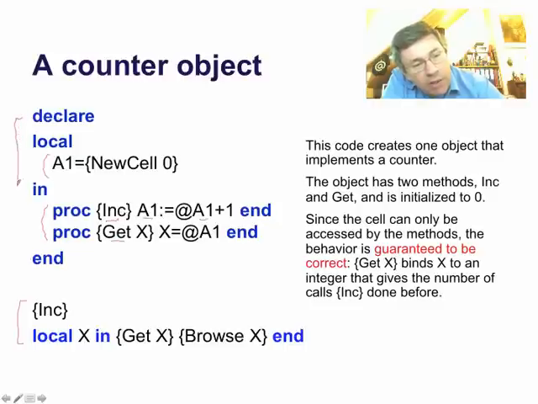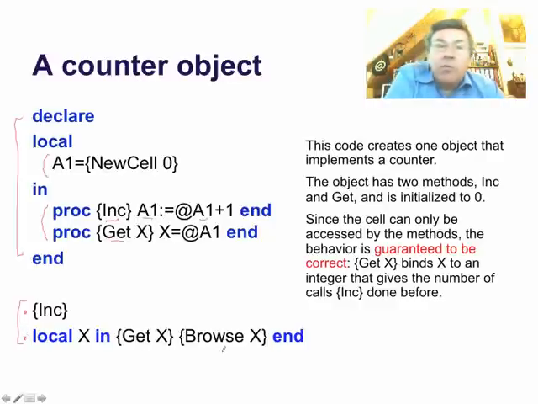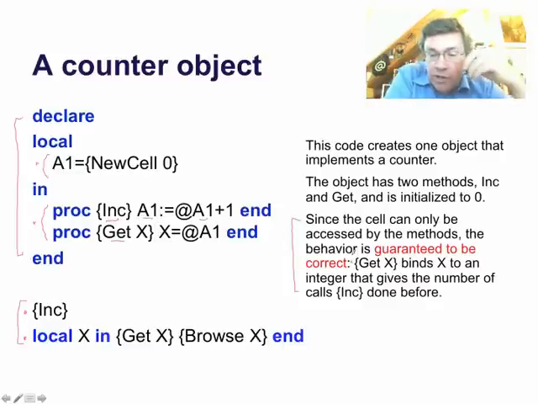When we feed this piece of code, we are actually creating one object, which we can call immediately. So inc here will increment the internal state of the counter, and this second instruction, the local x in getX, browseX, will display the value. So this internal cell can only be accessed using these external methods, so the behavior is guaranteed to be correct. The semantics is that getX will bind x to an integer that gives the number of calls inc done before.